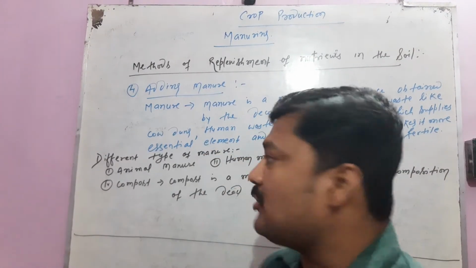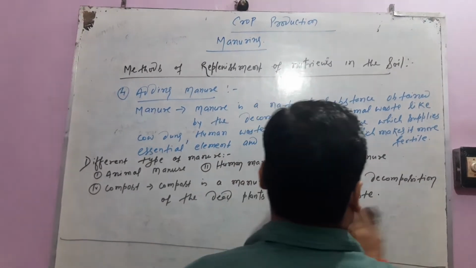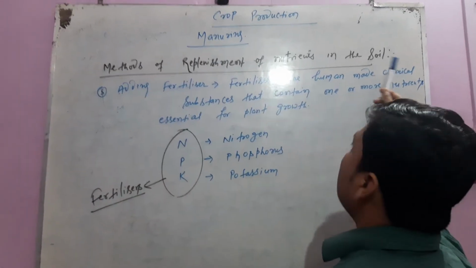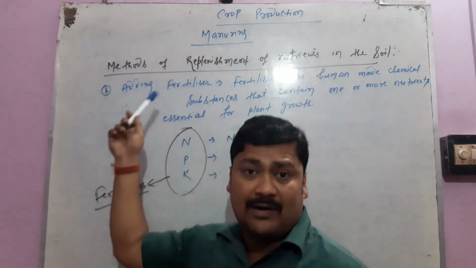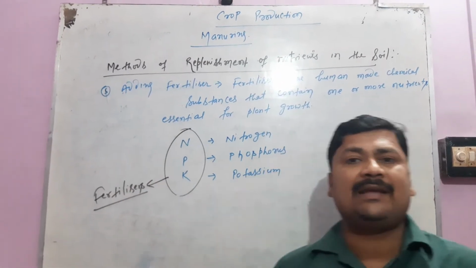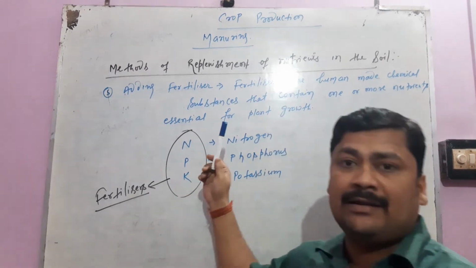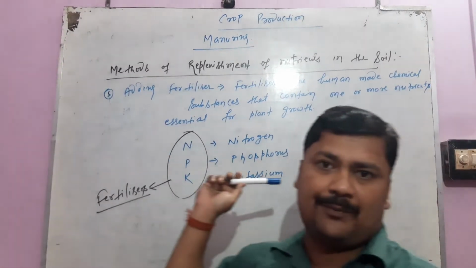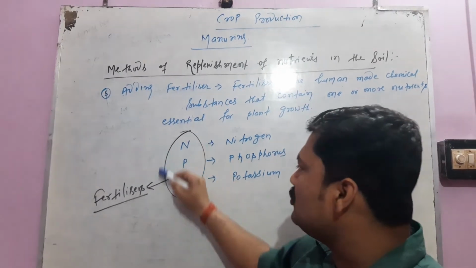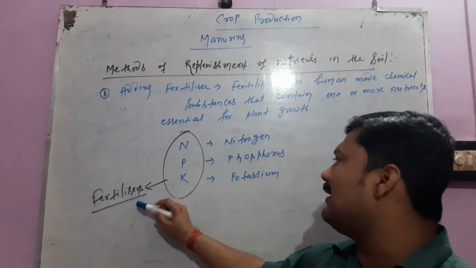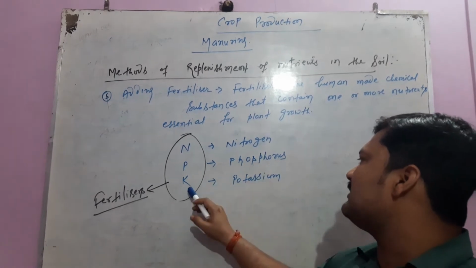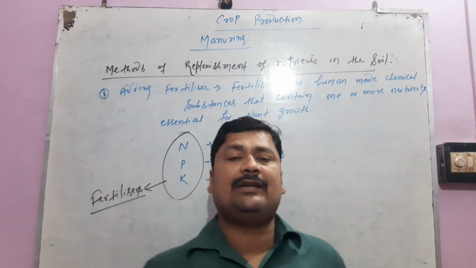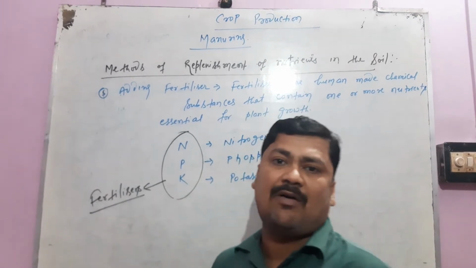Now the fifth topic of methods of replenishment of nutrients in soil is adding fertilizers. What is fertilizer? Fertilizers are man-made chemical substances that contain one or more nutrients essential for plant growth. The most commonly used fertilizer is NPK fertilizer, N for nitrogen, P for phosphorus, and K for potassium salt. This fertilizer is mostly used in different fields and in different parts of our country.